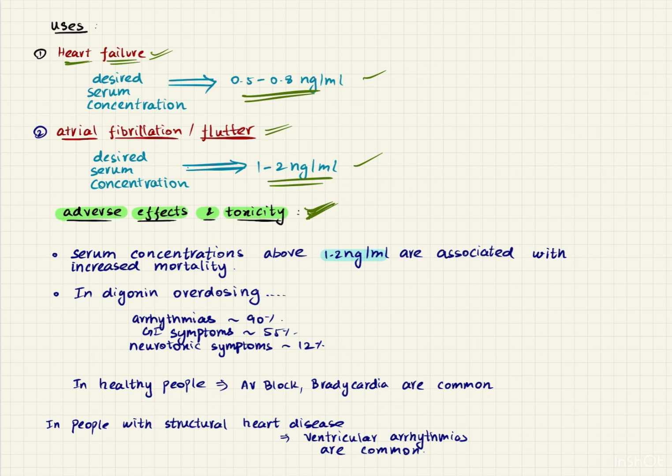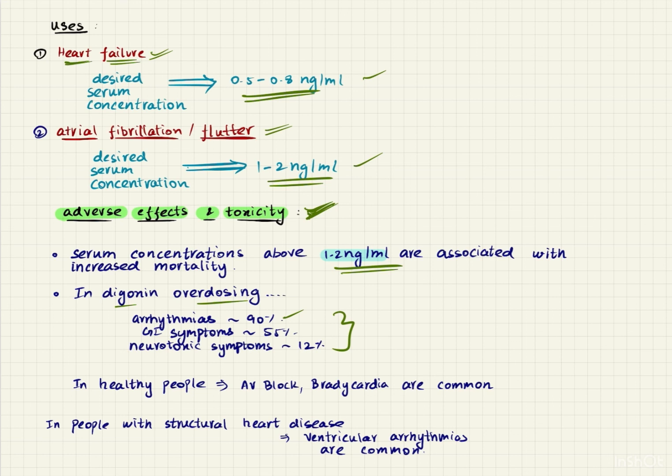Now, coming to the adverse effects and toxicity of digoxin, it has numerous very interesting toxicity manifestations. Serum concentrations above 1.2 nanogram per ml are associated with increased mortality, which was proven by research. Digoxin overdosing commonly manifests with three symptoms: arrhythmias, gastrointestinal symptoms, or neurotoxic symptoms. Arrhythmias are the most common manifestation, seen in about 90% of the people with digoxin toxicity.